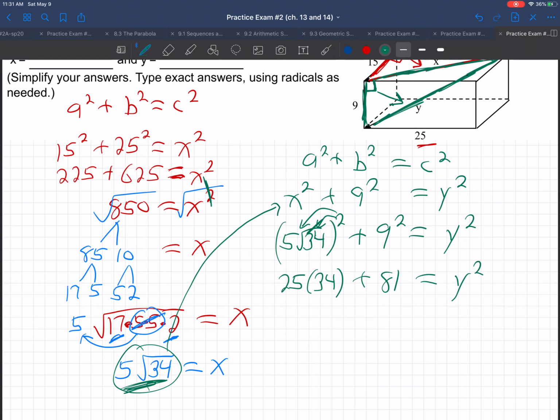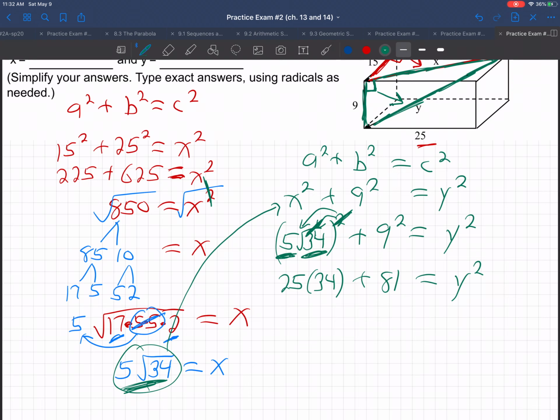Did you track with that? It squared the 5, and it removed the root. It didn't square the 34. We don't put a square on the 34. Why not? Because the root and the square canceled each other out over the top of the 34. So it just became a regular 34, the root and square canceling each other out.